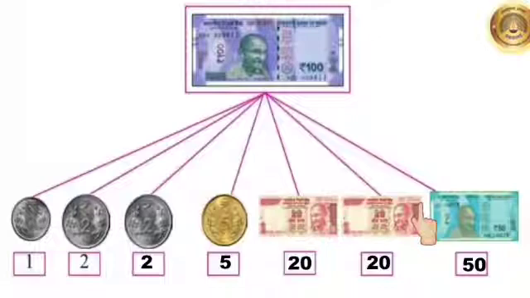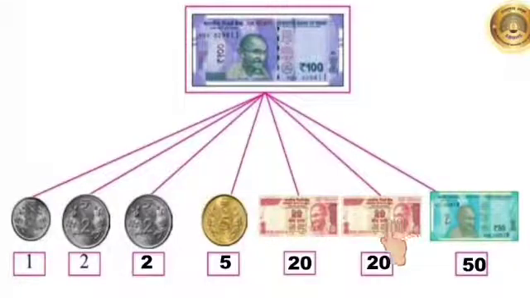So what do you mean by that? It means this is the change of 100 rupees. In the place of 100 rupees, she got a 1 rupee coin, a 2 rupees coin, a 5 rupees coin, a 20 rupees note and one more 20 rupees note with a 50 rupees note. These all together become 100 rupees.